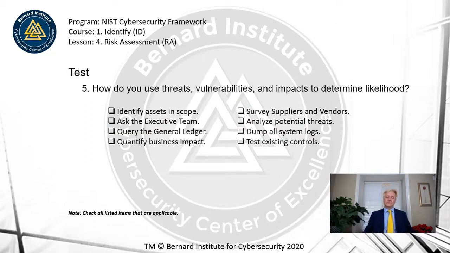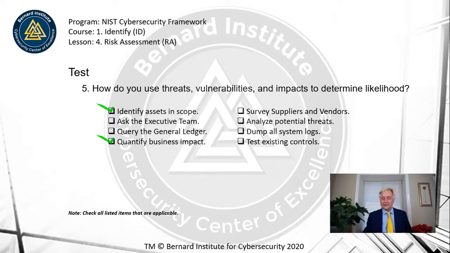Question number 5. How do you use threats, vulnerabilities, and impacts to determine likelihood? Okay. Do you identify assets and scope? Yes. Do you ask the executive team? No, because their job is to run the business. If you go around asking the executives what kind of threats, vulnerabilities, and impacts they have, they're probably going to look at you and say, isn't that why I hired you? So don't ask them.